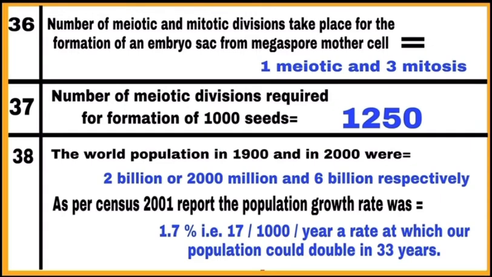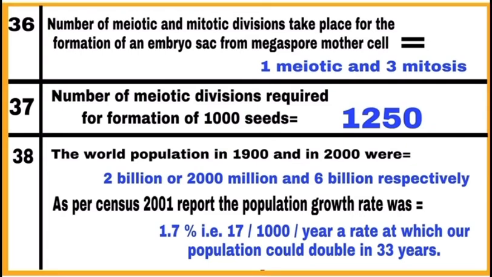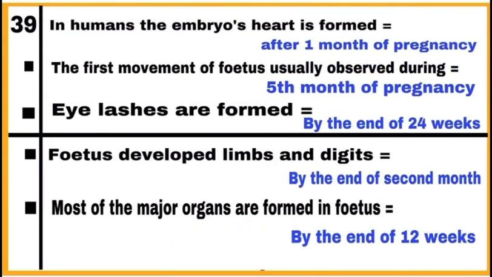38. The world population in 1900 and in 2000 were, it was 2 billion or 2000 million in 1900 and 6 billion in 2000. As per census 2001 report, the population growth rate was 1.7%, that is 17 per 1000 per year, which is the rate at which our population could double in 33 years.